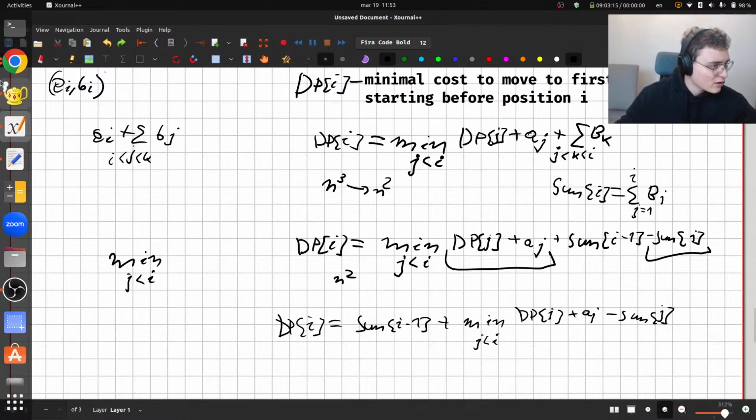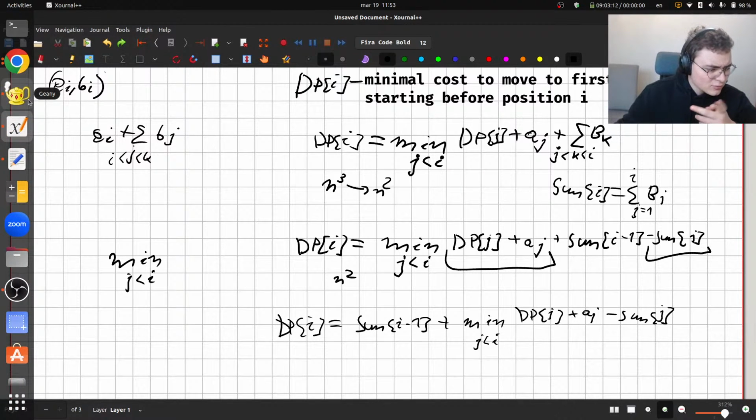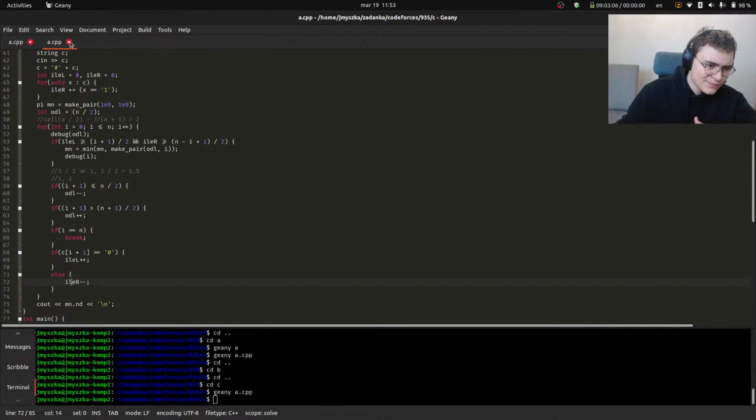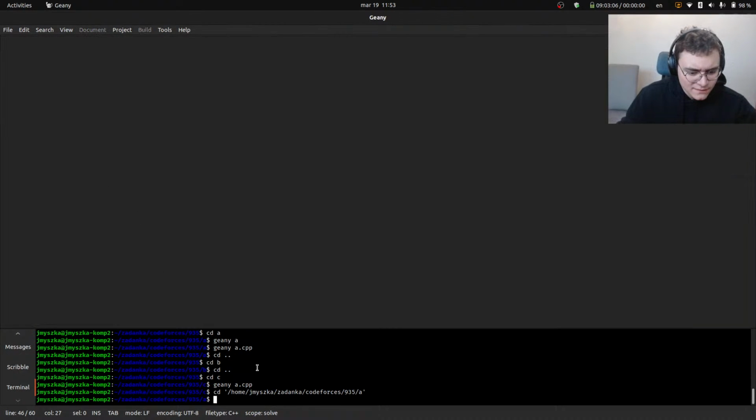Yes, I will show my code. Someone said that we don't need to use the dp. Yeah, I see it now too, but I think the dp is more educational than some greedy solution or something like this.